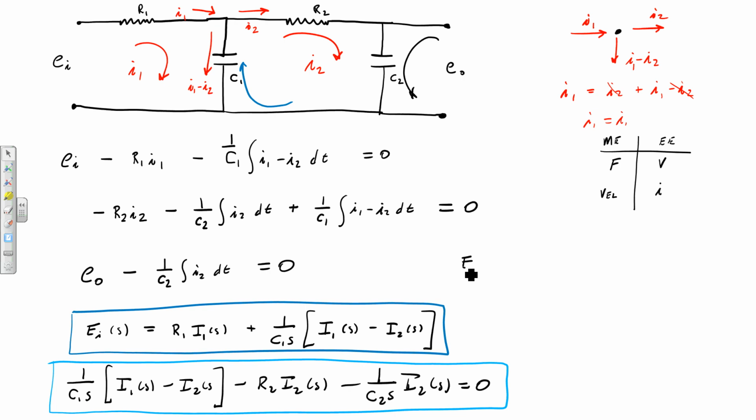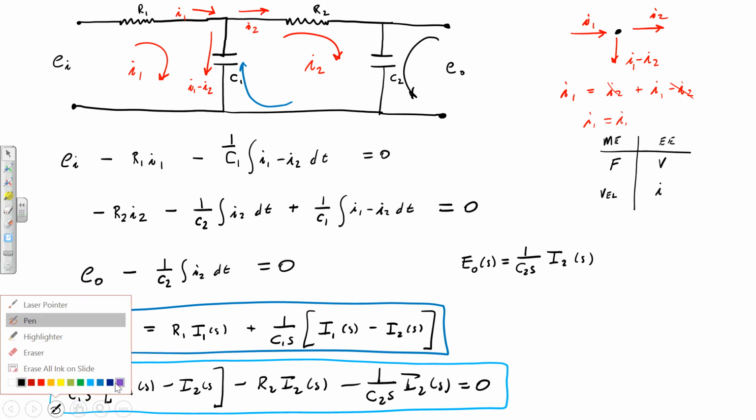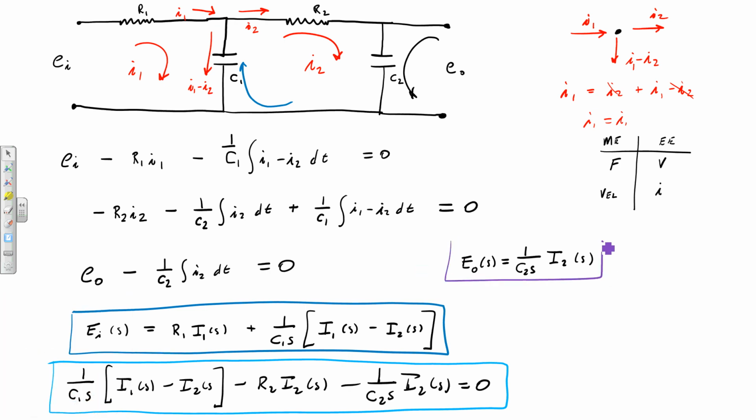Okay, and the last one is going to be E out of S is equal to 1 over C2S I2S, like that. Okay, and that's the last one here. Okay, so I'm going to cut to the chase since we're running low on time and I'm running low on space, but I can do this.